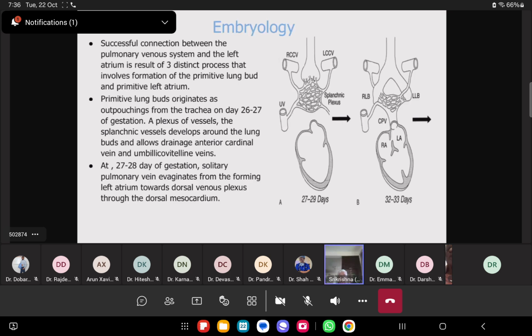At 27 to 28 days of gestation, a solitary pulmonary vein originates from the forming left atrium towards the dorsal venous plexus through the dorsal mesocardium. The image shows the formation of the splanchnic plexus and the connection between the right common cardinal, left common cardinal, and umbilicovitelline veins.